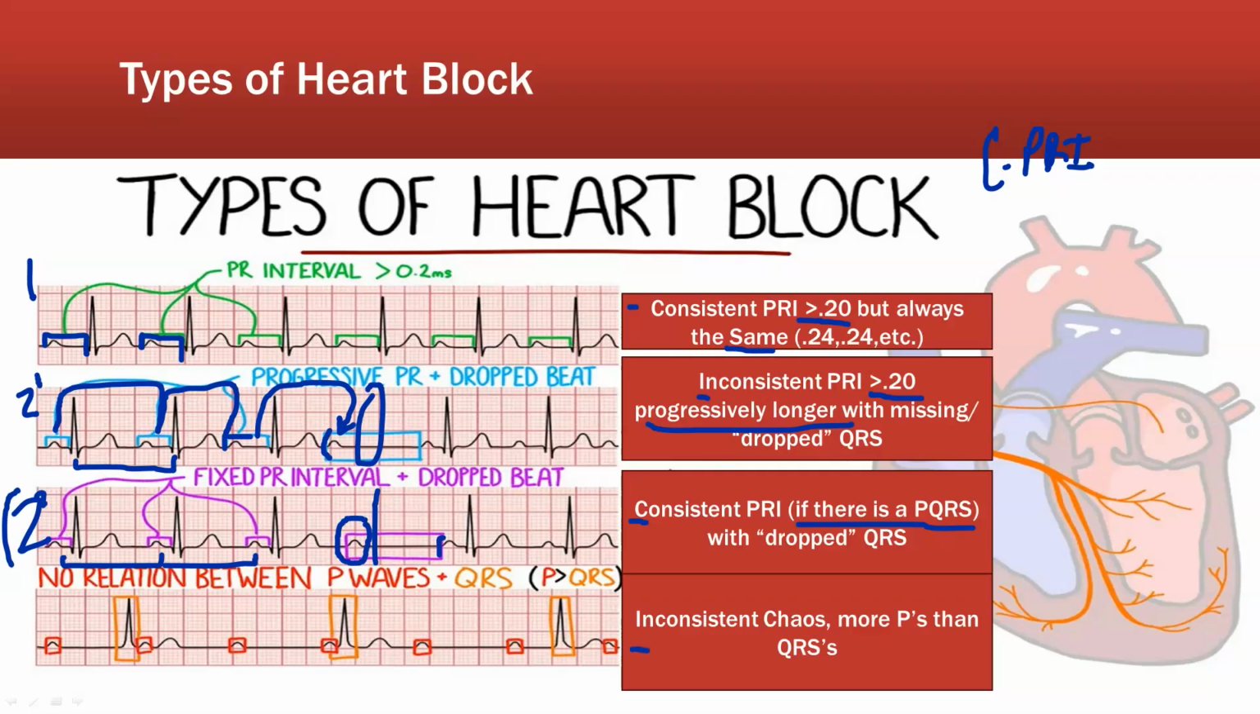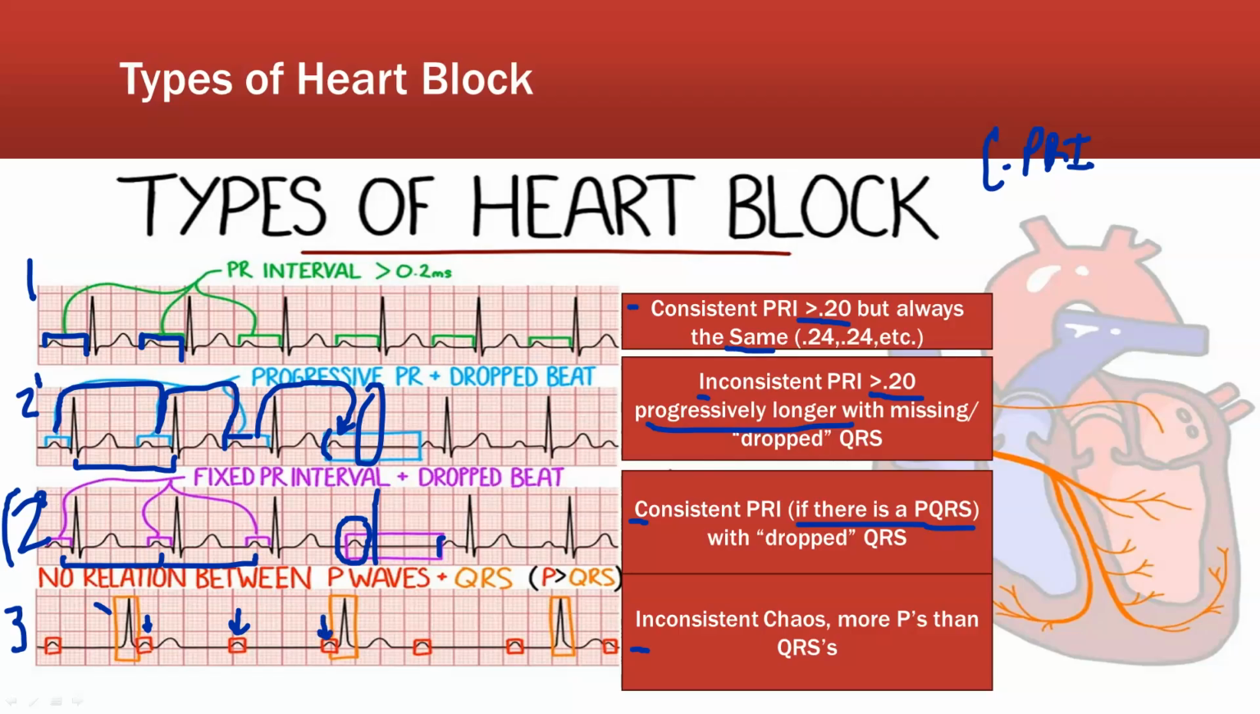So finally, I have my third degree or complete heart block. And what you'll see here is just a total disassociation between the P and the QRS. So this first one here, the P actually follows the QRS. You can imagine how bad that would be. Here we do have atrial contraction, but we have no ventricular response.